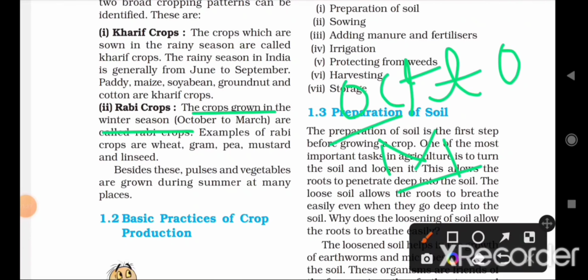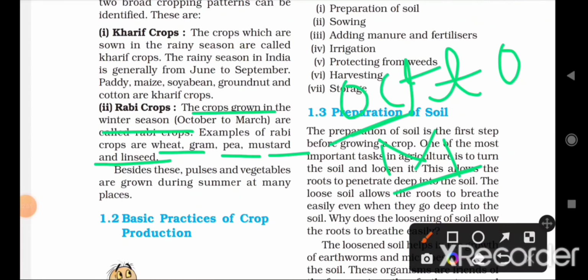Examples of Rabi crops are wheat, gram, pea, mustard and linseed. These are the plants which grow in the winter season, from October to March. Remember that, very important. Besides these, pulses and vegetables are grown during summer at many places.